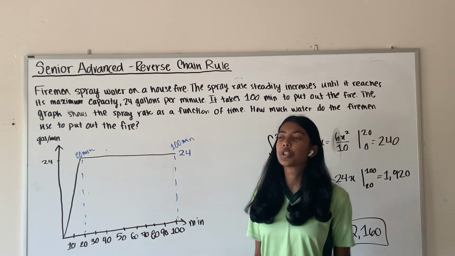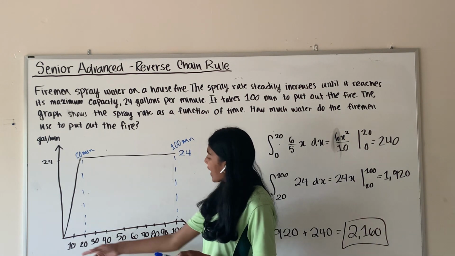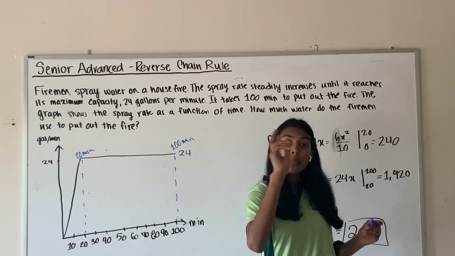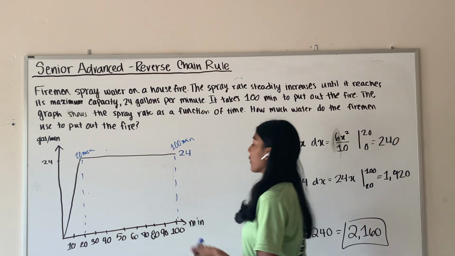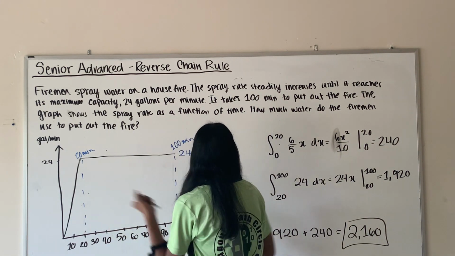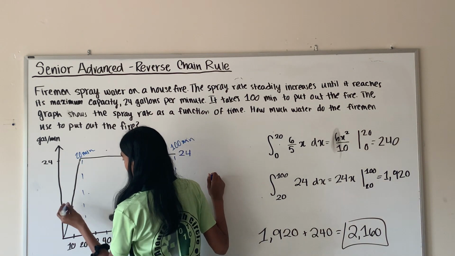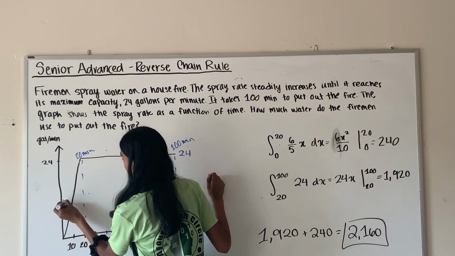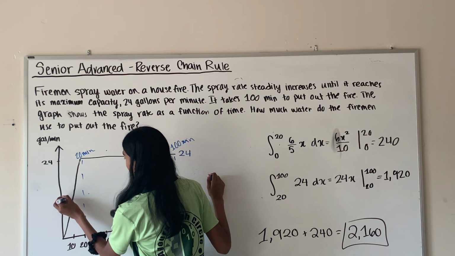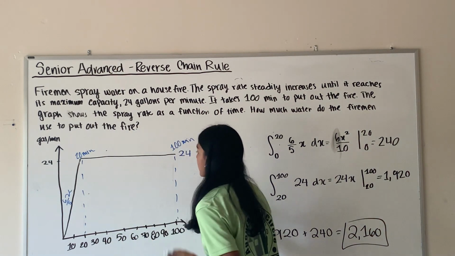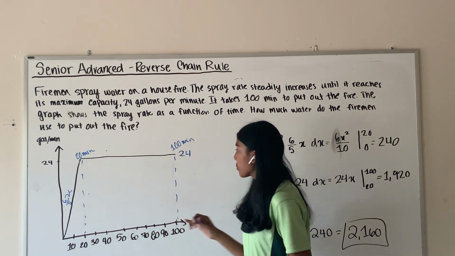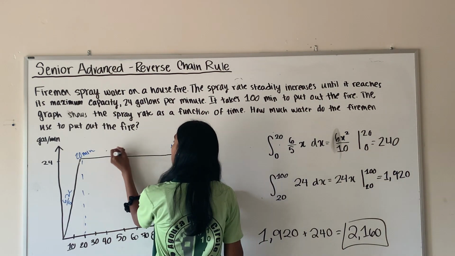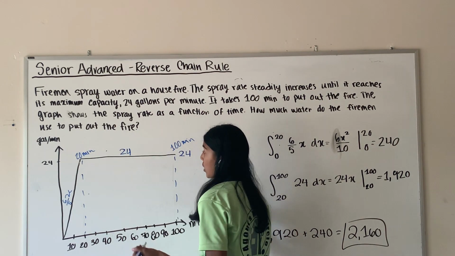So let's do that. We can't really find a specific function for this, so we're going to break it up into two parts. If we find the function of this first one, we're going to get 6/5 x. That's a beautiful x. And then we have our function for this, which is just going to be a plateau, and it's just going to be y is equal to 24.